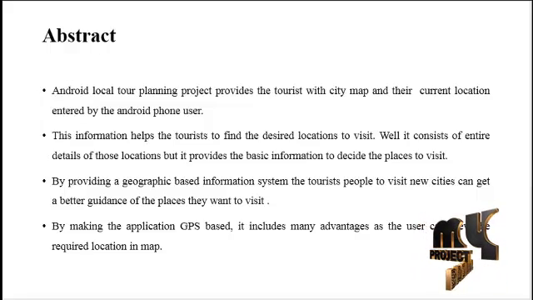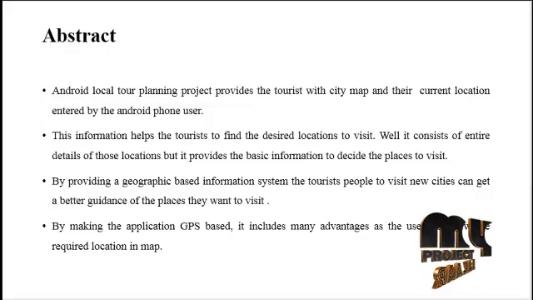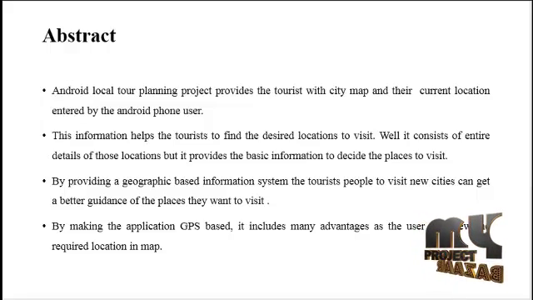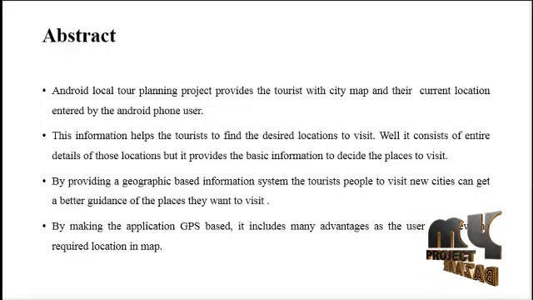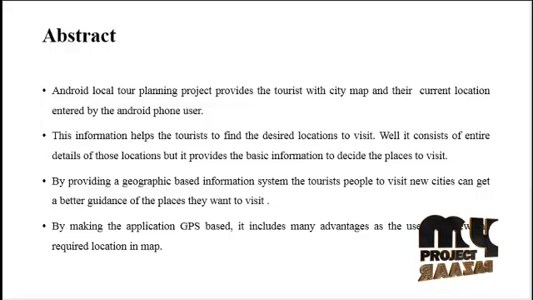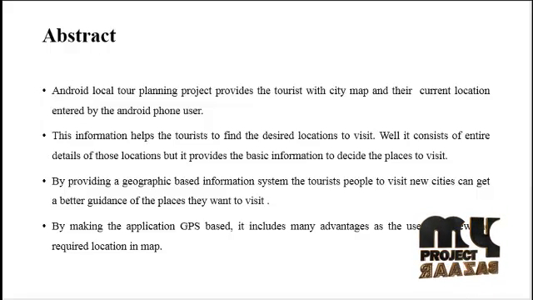Then comes the abstract of our process local tour planning. The Android local tour planning project provides the tourist with a city map and their current location entered by the Android phone user. Here in this process we have the city Madurai, so the app contains details about only the Madurai city. This information helps a tourist to find the desired location to visit, and it also consists of the entire details of this location, but it provides the basic information to design the places to visit.